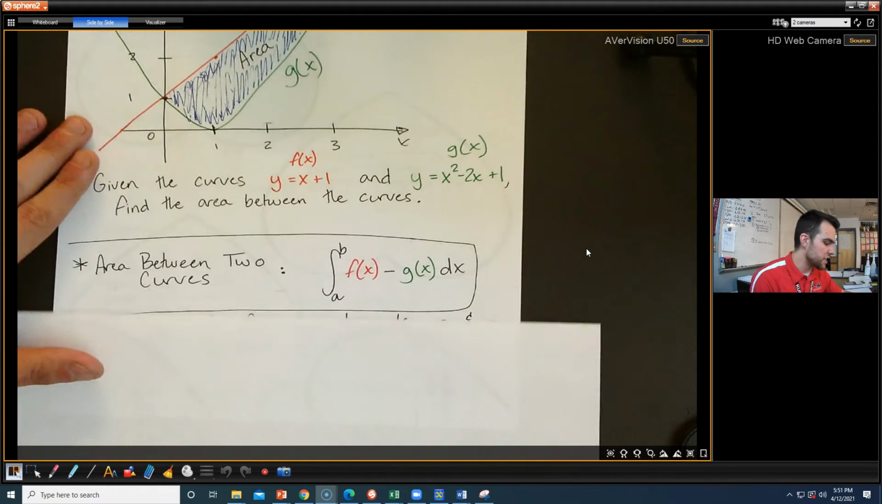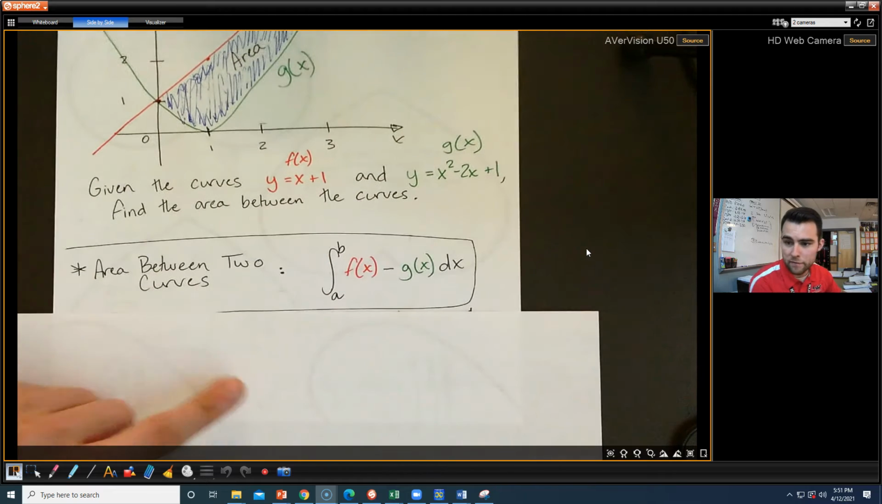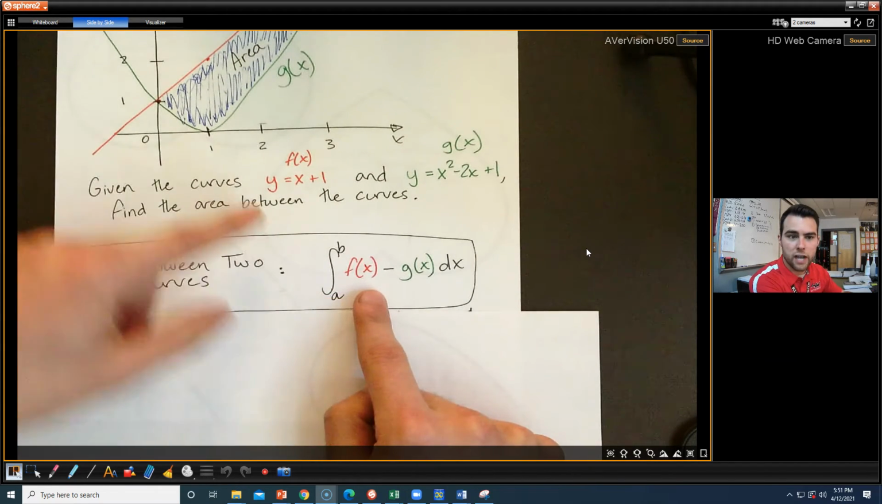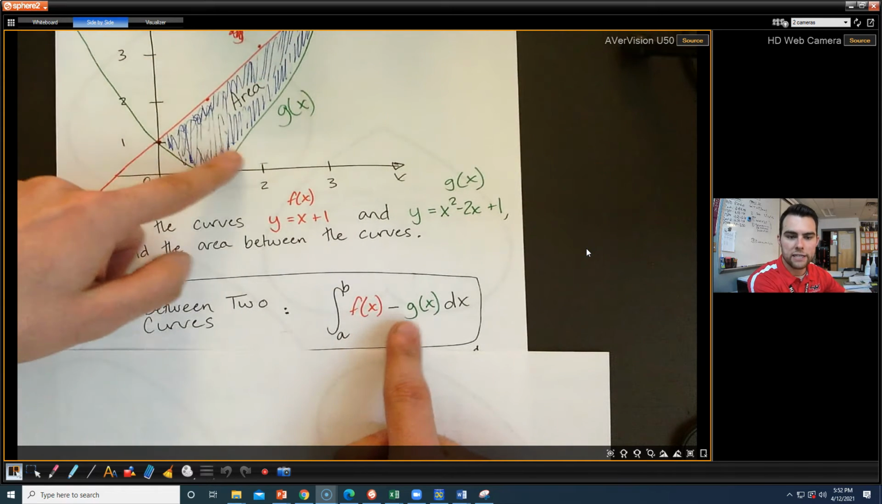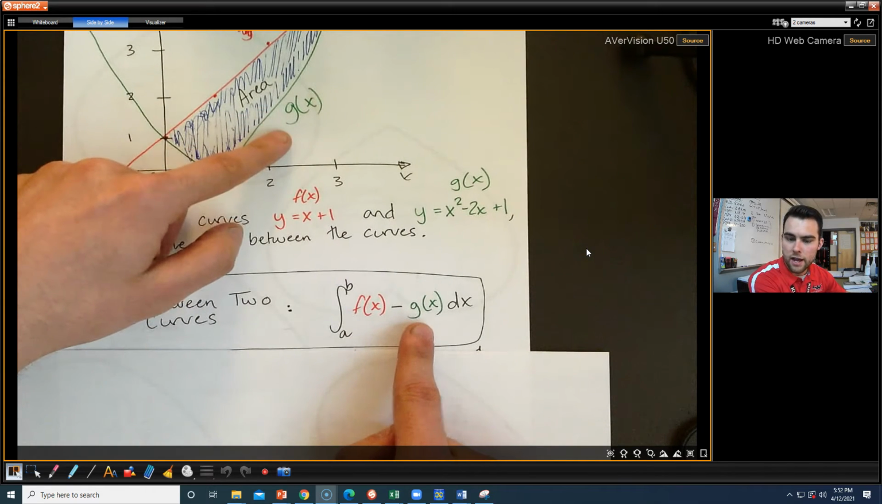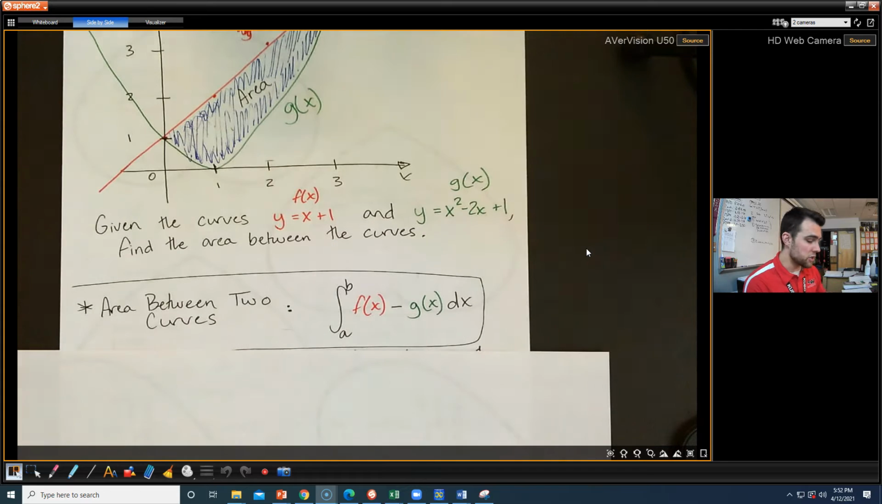We still have the same integral from a to b, from our bounds on the x-axis, and we take our top function, whatever it ends up being, subtract off the bottom function, and then integrate that. So it's not too much different than what we've been doing, but it's just a little bit more thought and conceptual understanding, okay?